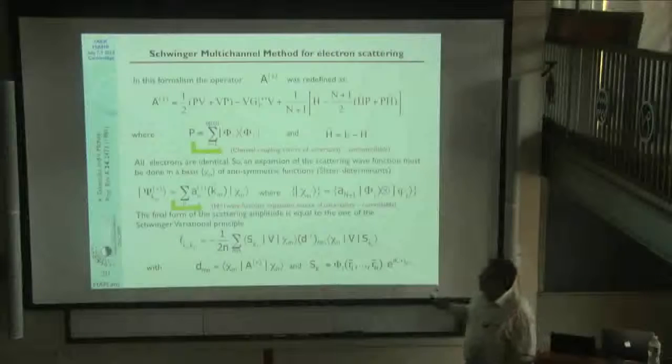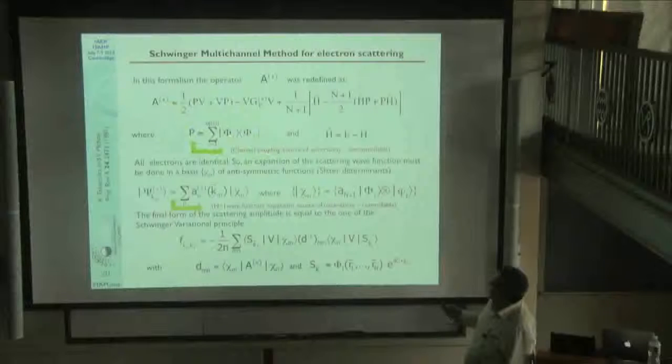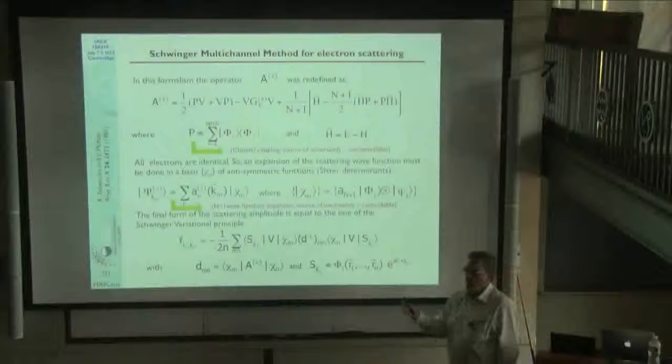The way the Schwinger multichannel method was put together, that's the final operator A plus of the last slide. And then we do have a projected open channel space. And that channel coupling here certainly is a big source of uncertainty, because what people are saying here is that you have to define which states, that's the main approximation.